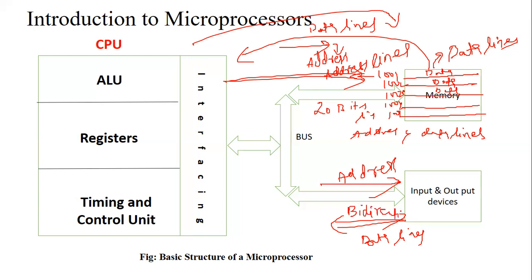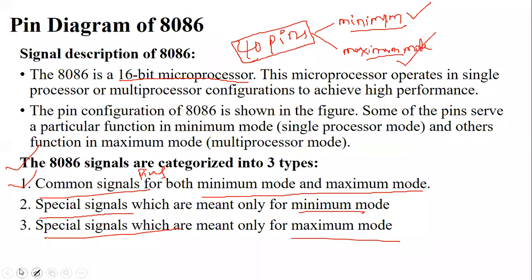You can send information on the same lines and at the same time receive information on the same lines. But who generates the address? The microprocessor gives the address to the input output devices as well as to the memories. So these are unidirectional lines, transferring information only from the CPU to the memory. But data lines are bidirectional: we can send information to the microprocessor and at the same time get information from the CPU to the memory.